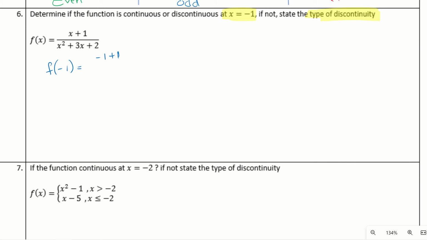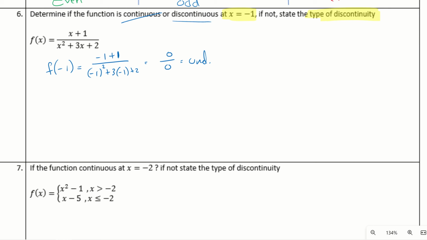Well, if you plug it in and you get a number, then it's defined, right? So the only time that it won't be defined is if you end up with 0 in the denominator after you simplify, right? So here, if I plug it in, a little mental math, on top we got -1 plus 1, which is 0. And the denominator, -1 squared is 1, minus 3 is -2, -2 plus 2 is 0. So since we get 0 over 0, we are undefined at -1. So we already established that it is discontinuous, right?